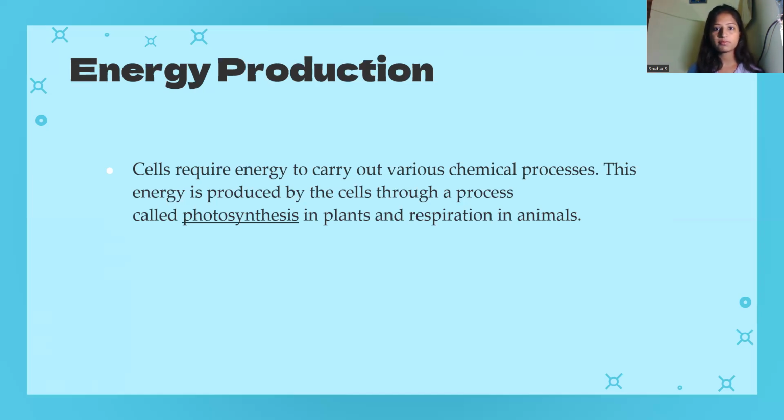Photosynthesis is a process by which plants prepare their food, and respiration is a process in which animals consume plant products or any animal products, and whatever they have consumed will be converted into ATP. ATP is nothing but adenosine triphosphate.